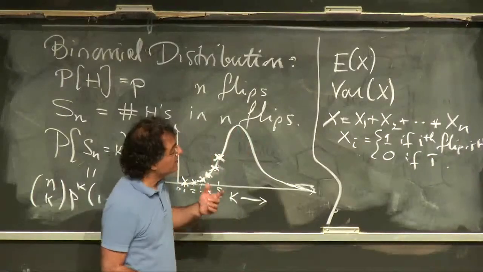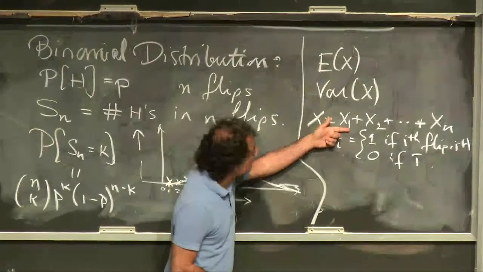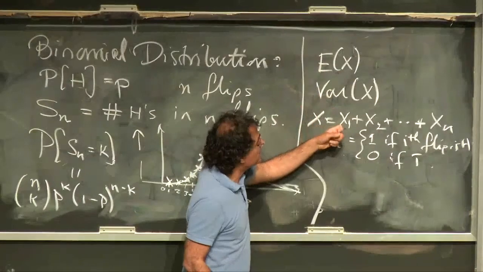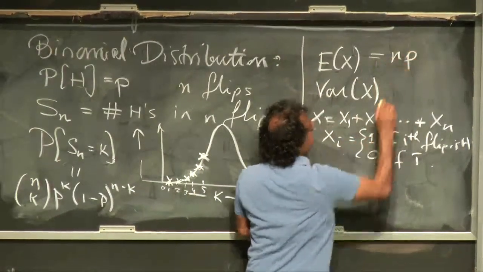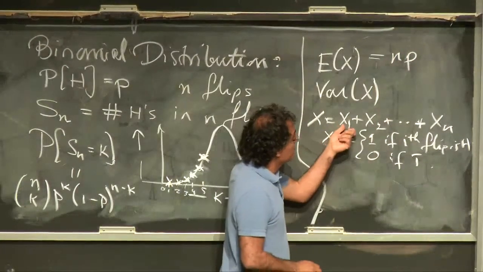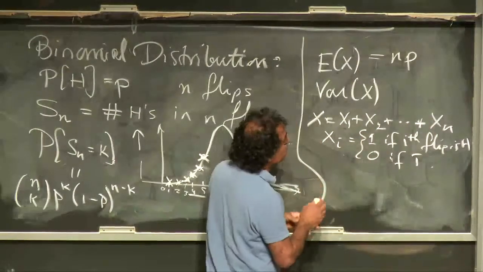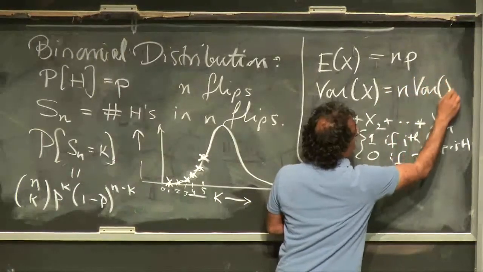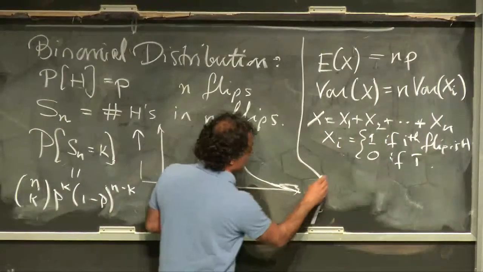And now we could say the expected value of each x sub i is equal to p, and therefore the expected value of x, by linearity of expectations, is the expected value of x1 plus expected value of x2 and so on, is n times p. And similarly, because x1, x2, and xn, all these are independent random variables, the variance is n times the variance of x sub i. But what's the variance of x sub i?